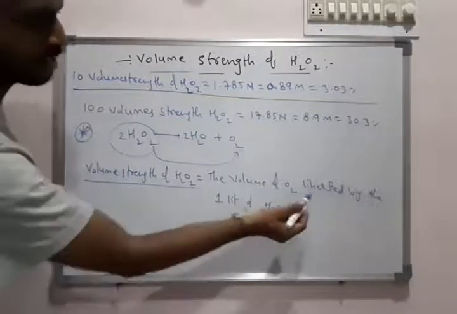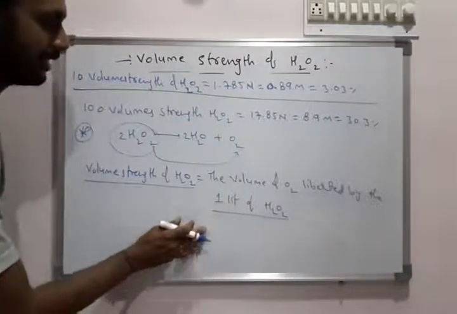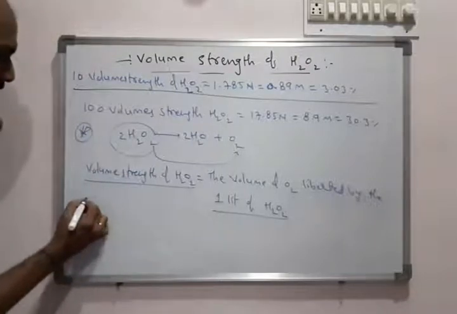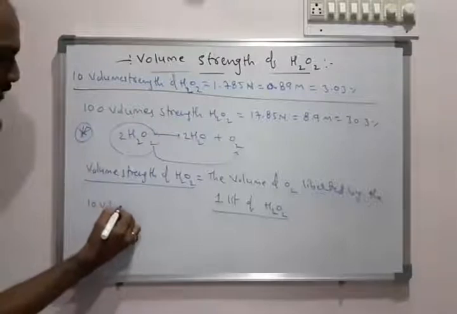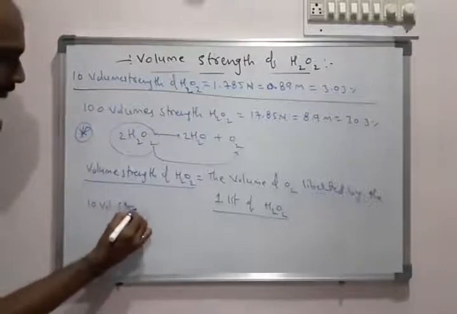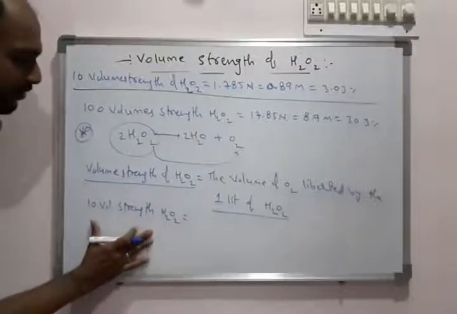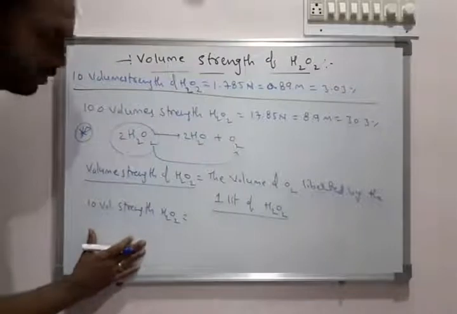The volume of oxygen liberated by 1 liter of hydrogen peroxide is treated as its volume strength. For example, let's take a sample, say a 100 volume strength hydrogen peroxide. So already for calculation we know this type of formulas. Now we will just see the conceptual one.